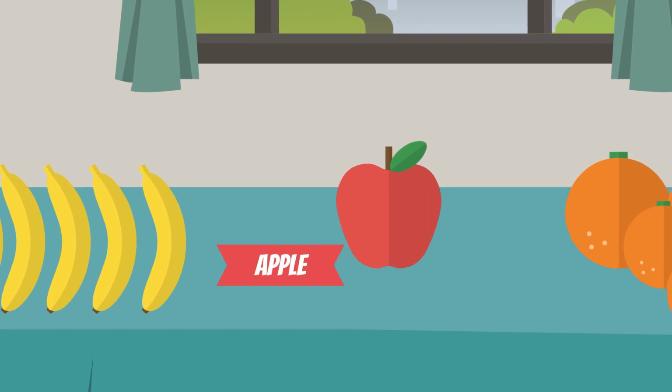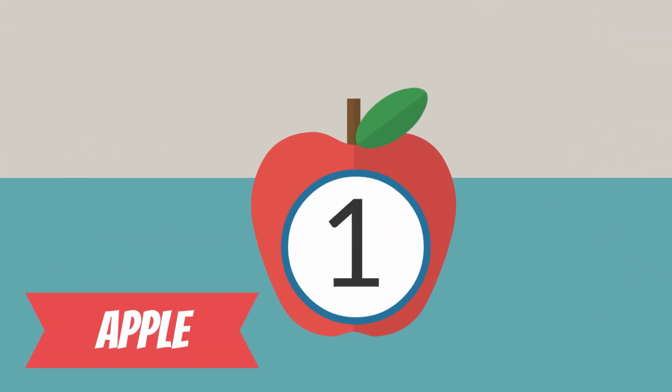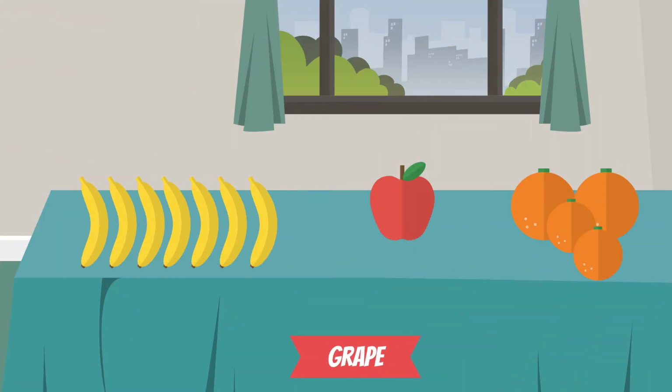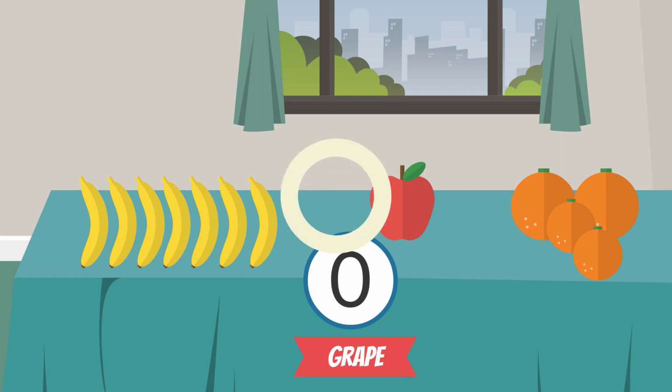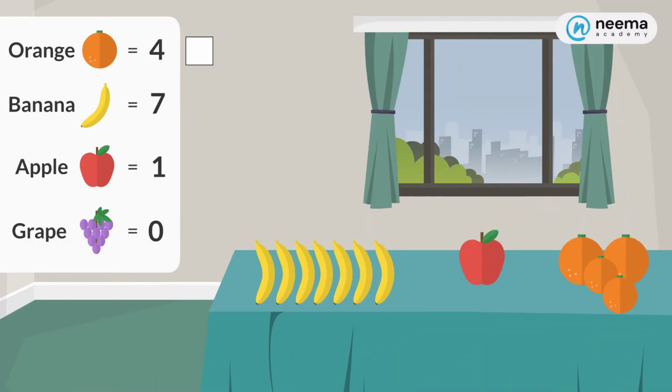How many apples do you see there? 1. Yes, there is 1 apple. How many grapes do you see there? Here, we cannot find any grapes on the table. So, yes, there are 0 grapes. Therefore, when there is nothing, or no objects, we call it 0. So, there are altogether 4 oranges, 7 bananas, 1 apple and 0 grapes on the table.